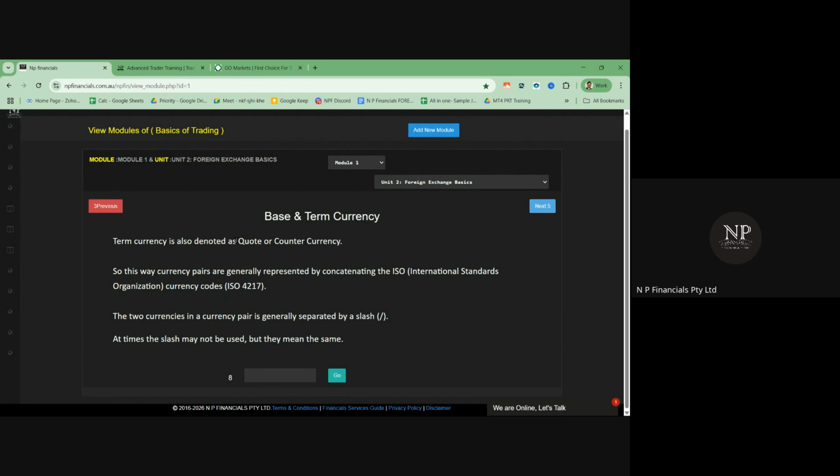So the term currency, write it down. The term currency is also known as quote currency or counter currency, and its main function is to calculate the profit and loss in the term currency. Our broker will then convert that profit and loss into our account currency. In Australia, account currency will be AUD. In New Zealand, in your case, it will be NZD.